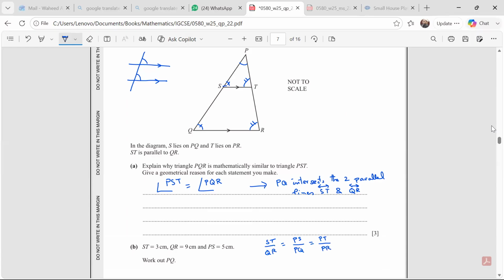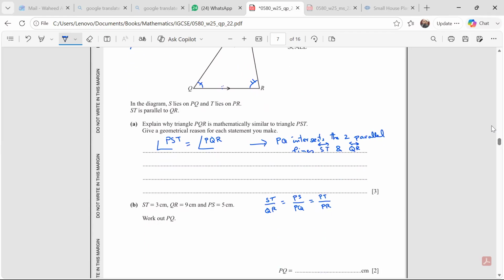You see, this is valid when the triangles are similar. What am I trying to say? Whatever is the ratio between this side and this side, let's say they are double of this one. If this is double, then PS is also double of PQ. So whatever the ratio between ST and QR, the same will be PS and PQ, and the same with the ratio between PT and PR. All of these ratios will be the same if the triangles are similar.